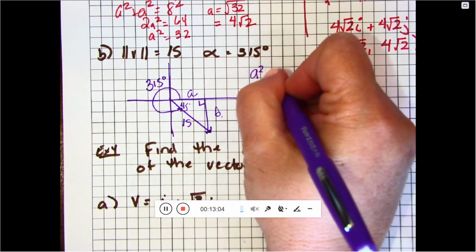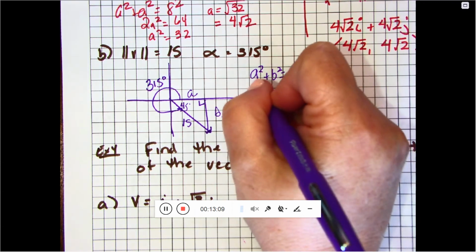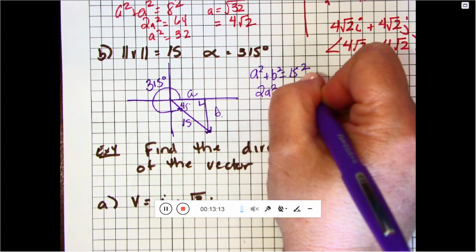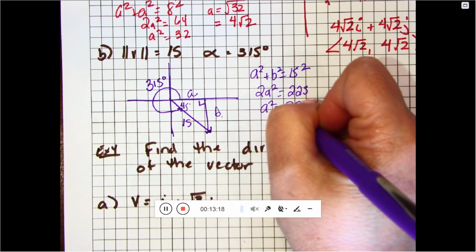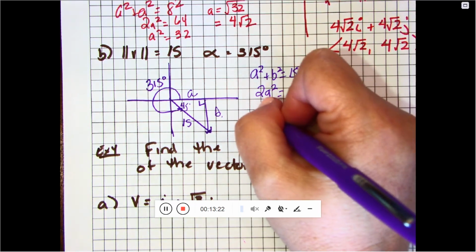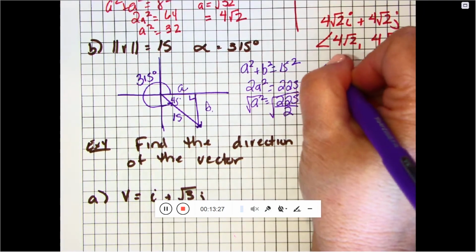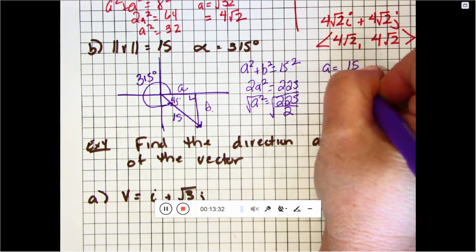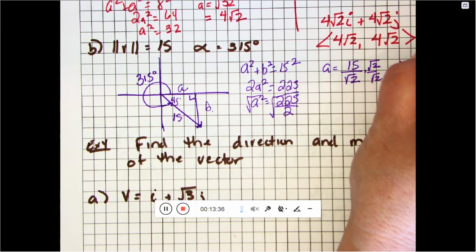So you could do A squared plus B squared equals 15 squared. So 2, and I'm just going to call them both A, 2A squared equals 225. A squared equals 225 over 2. Square root. So the square root of 225 is 15 over rad 2, and then you rationalize it. So it's 15 rad 2 over 2.